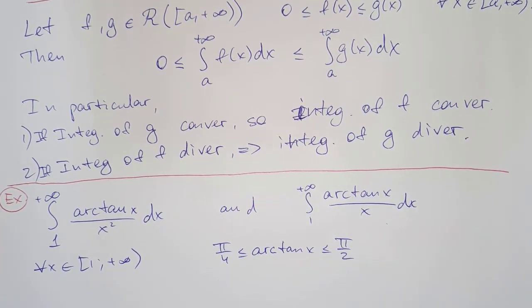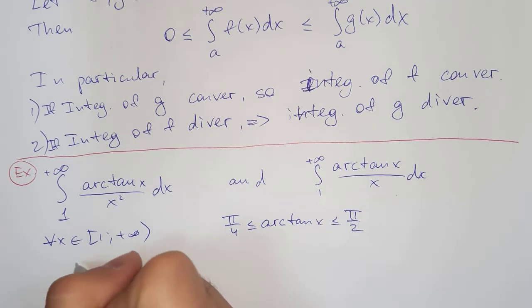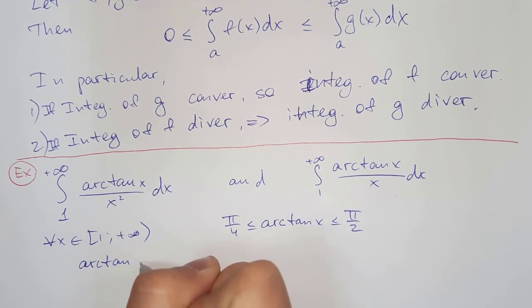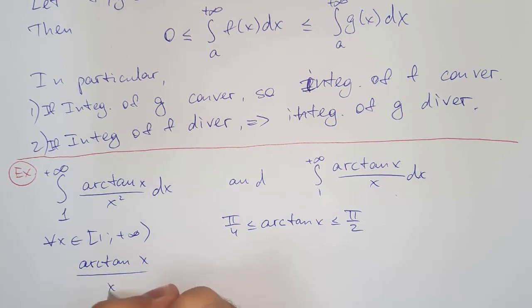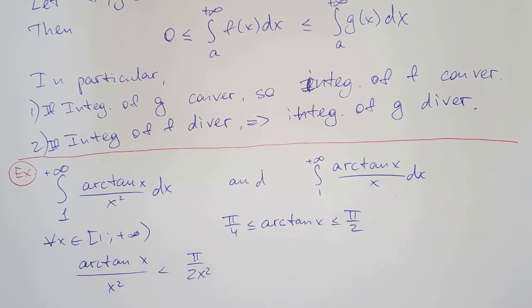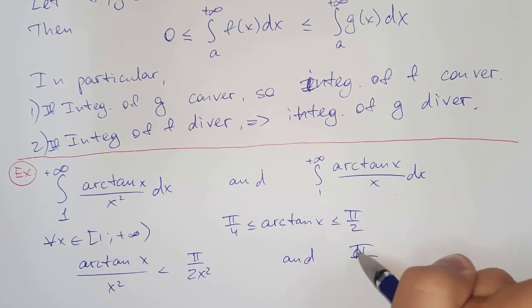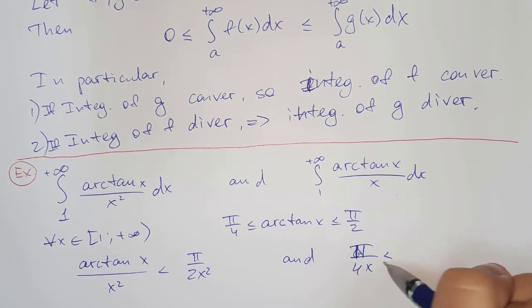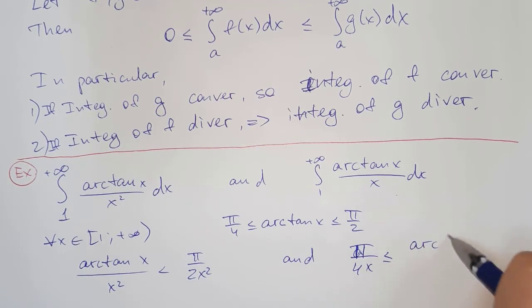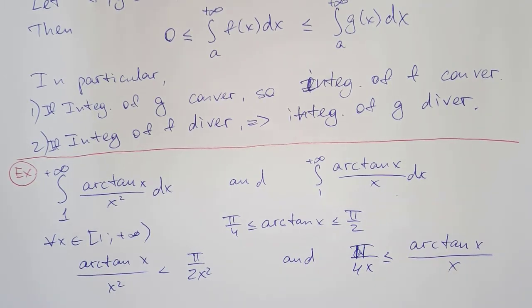It's true. So if we divide this inequality by x squared, we have arctangent x over x squared less than pi over 2x squared. Here we divide by x squared. And we have the next one: pi over 4x less than or equal to arctangent x over x. Just divide by x. Yes?